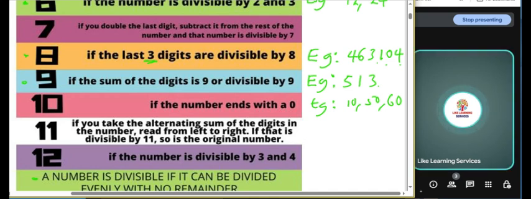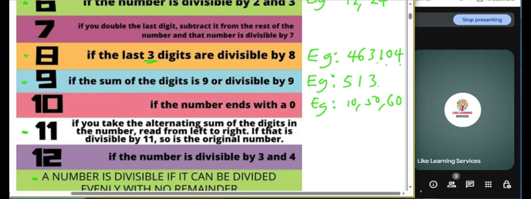Now, this 11 is not a common one, but you need to know it. Read it out. Divisibility by 11. Please read it out quickly. I'm talking about 11. Please concentrate. You need to concentrate so that you can follow through. Go ahead.